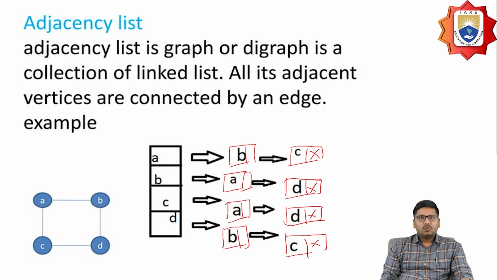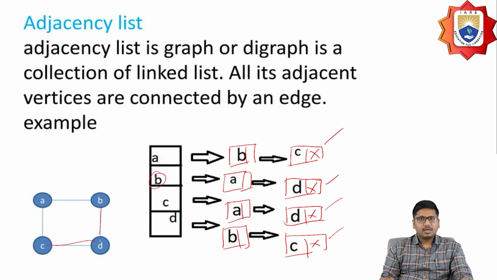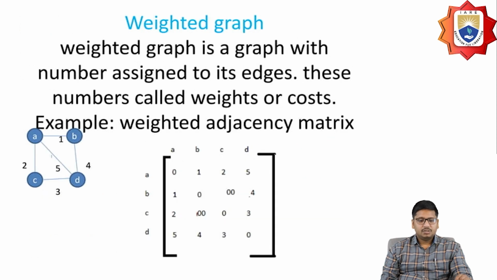So what are the edges that are connected with A? B and C nodes are going to be connected to A. And for B, A and D are connected. For C, it should be A and D, and for D, it should be B and C. So like this, I can represent this adjacency list, or what we call a diagram. All the adjacent nodes are going to be connected by an edge.